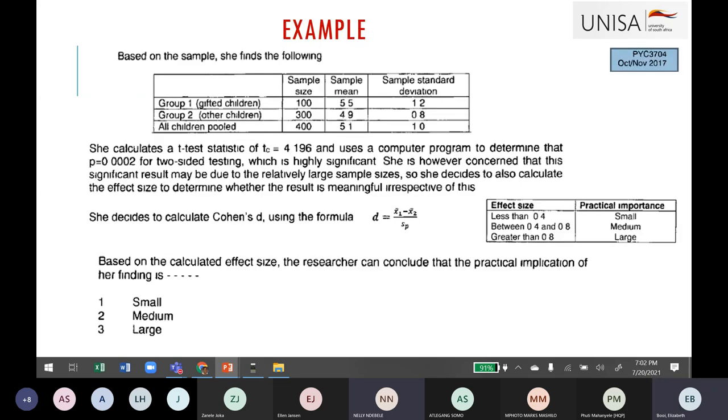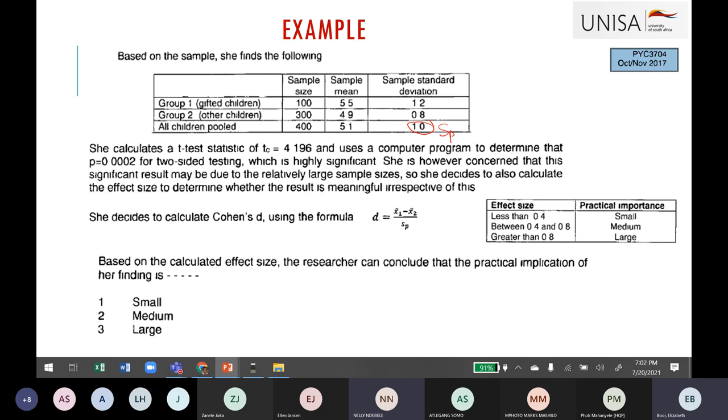Here is your exercise relating to the Cohen's d effect size. Based on the sample, you are given group one, group two, and all children pooled. They give you the pooled statistics. Here we have our Sp, which is our pooled standard deviation. They also give you the sample standard deviation, the sample mean, and the sample size for each group, the gifted children and other children.